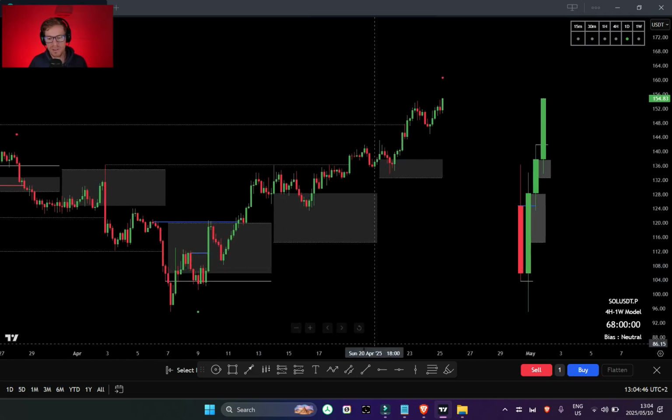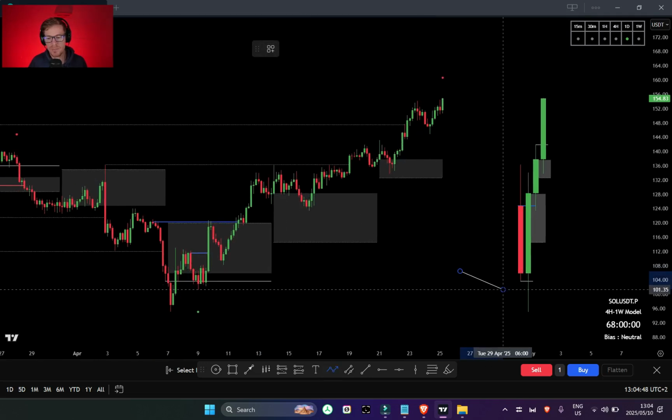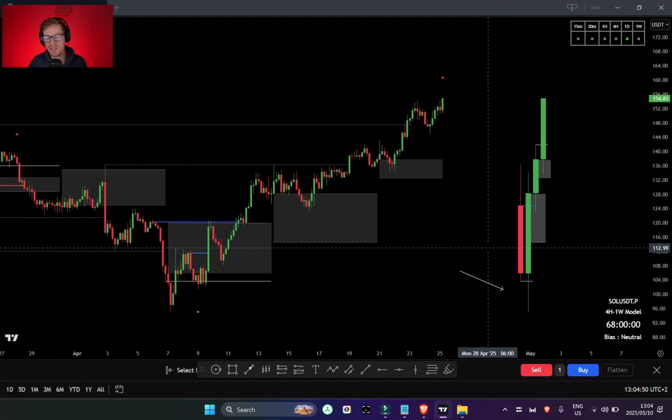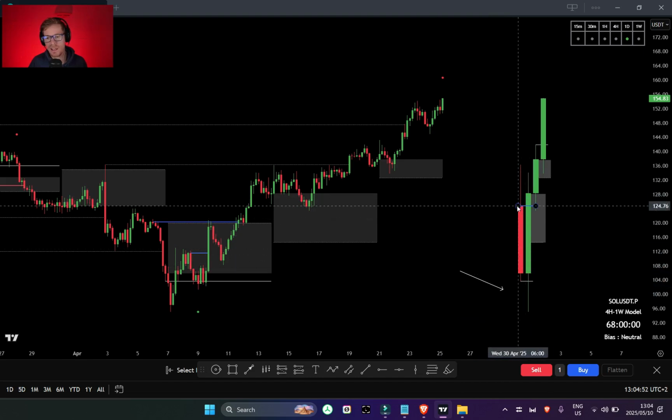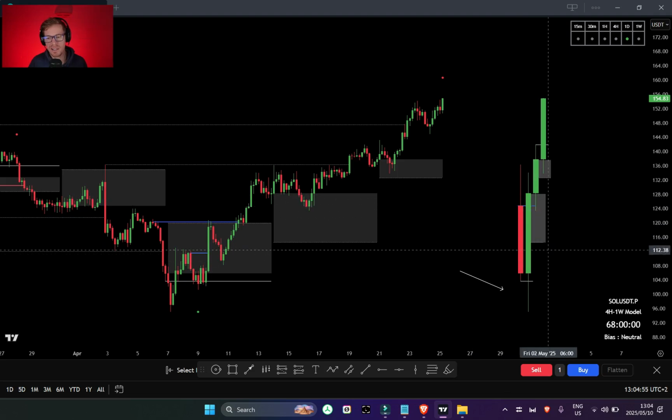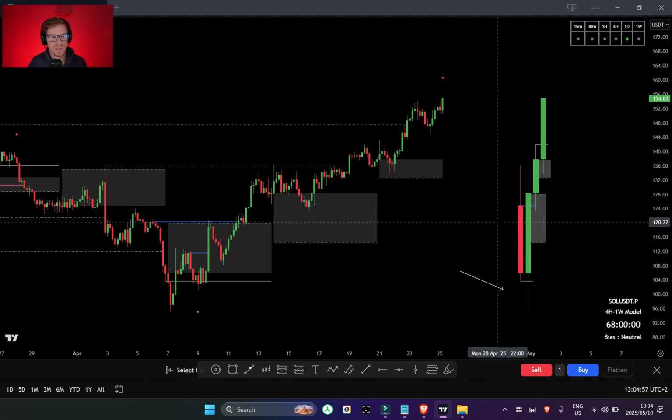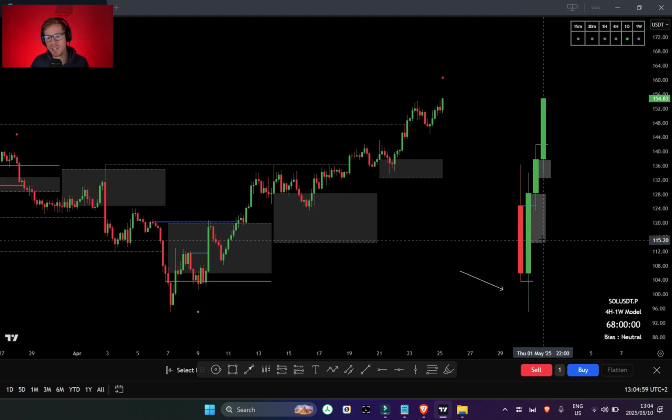So let's look. You can see over here we get the sweep. You can see we get a sweep, failure to displace. Candle 2 engulfs candle 1. We mark out that level. This is our setup, guys. This is what we look to take a perfect entry. And then it projects out these boxes.